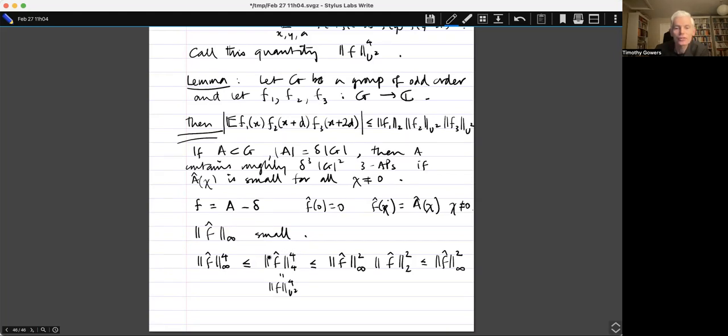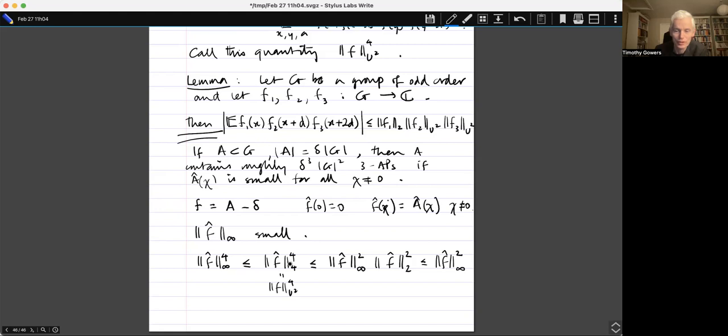So it tells us that the fourth power of the u2 norm is sandwiched between the fourth power of the largest Fourier coefficient and the square of the largest Fourier coefficient. So that makes them not exactly equivalent, but equivalent in the sense that if one of these things is small, then so is the other one. If this is small, that's got to be pretty small.